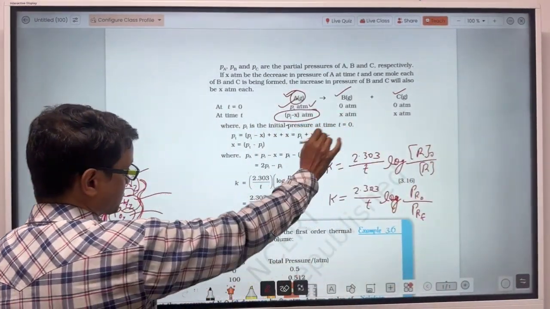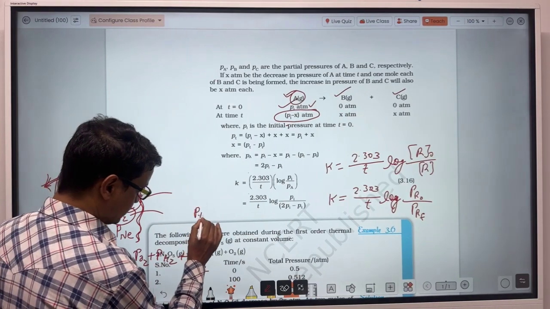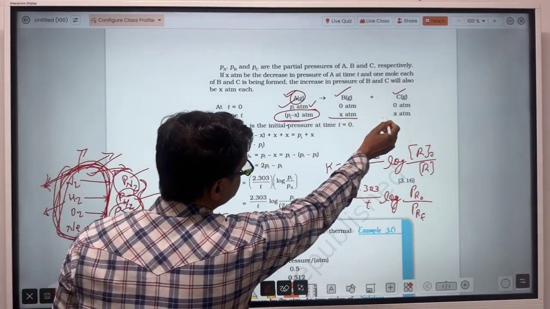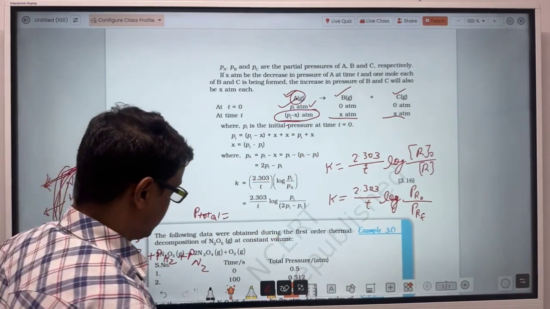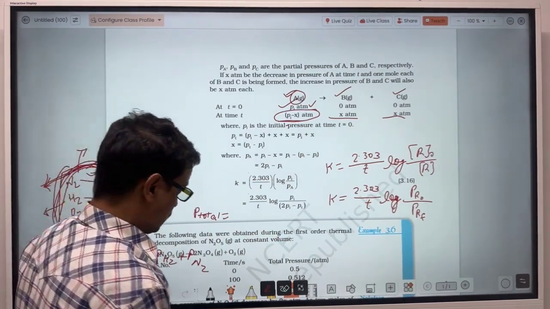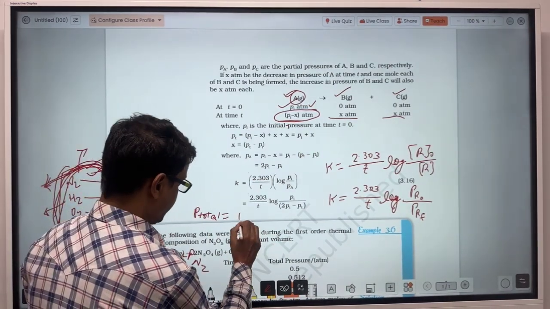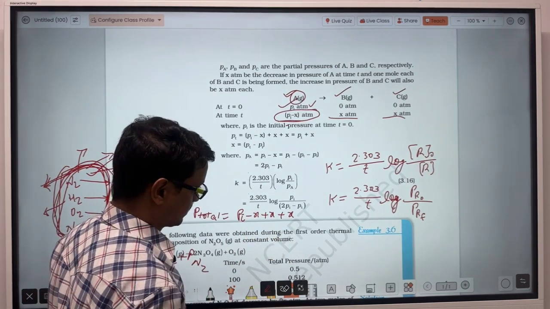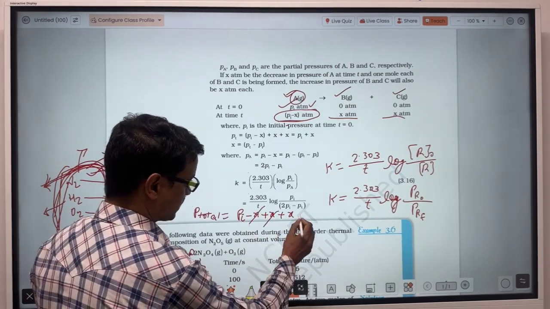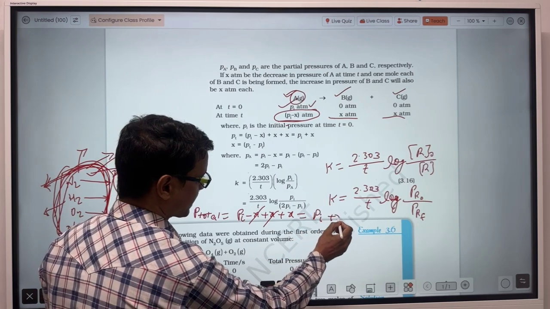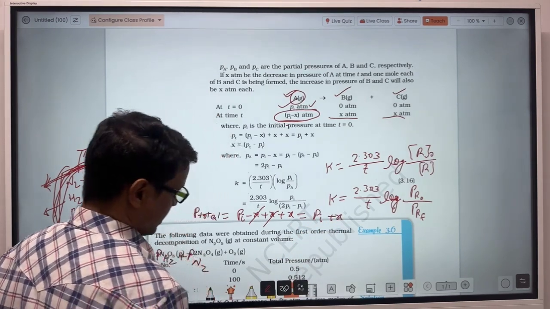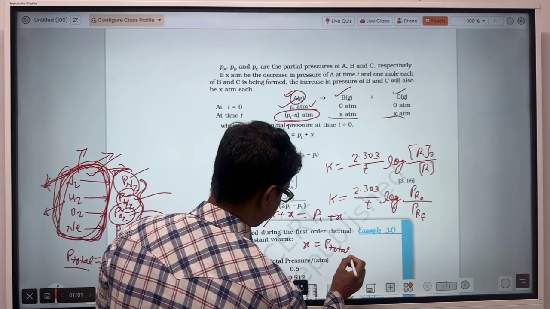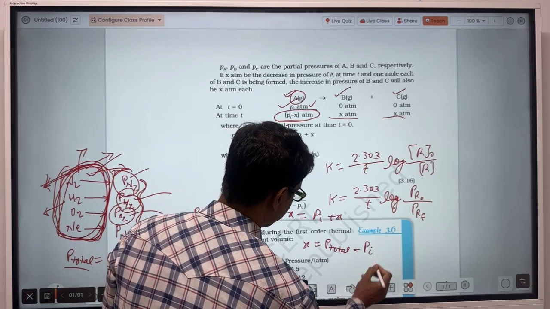So let's see this expression. P total will be equal to this pressure plus this pressure plus this pressure. That means at t, the total pressure will be Pi minus X plus X plus X. This X cancels out, so it will equal Pi plus X. So X will be equal to P total minus Pi.